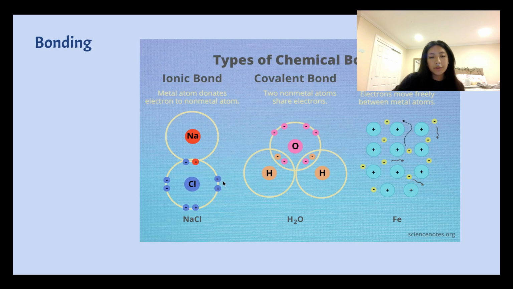Okay, and here's a visual of each chemical bond. So there's ionic bonds, which over here you can see how in an ionic bond, there's a donating and gaining of electrons, whereas in a covalent bond, there's sharing of electrons. And then metallic bonds is when electrons can freely move between metal ions. So that's called a sea of electrons.